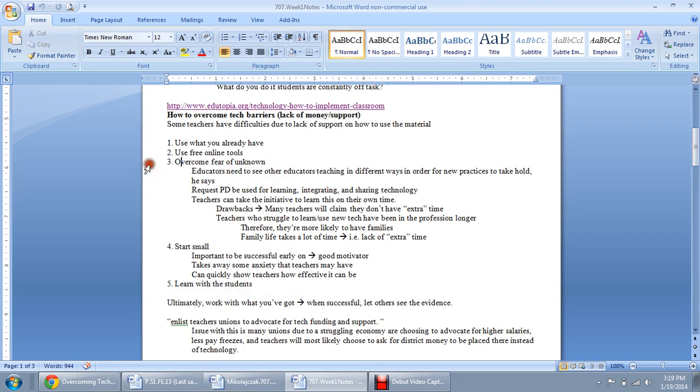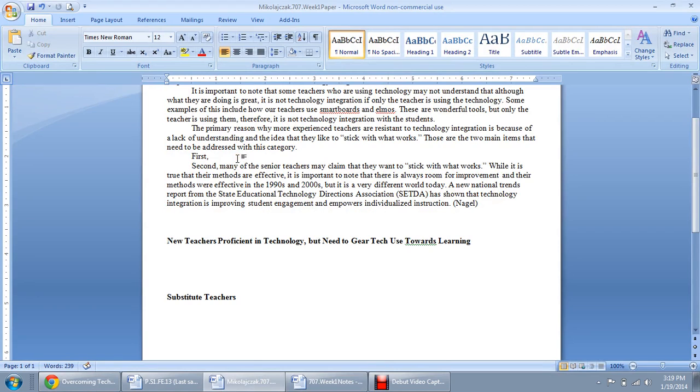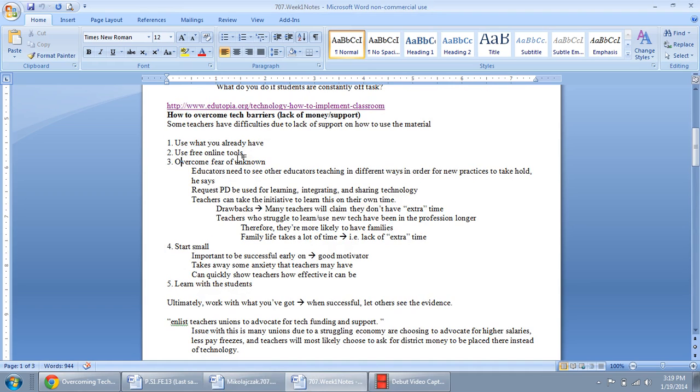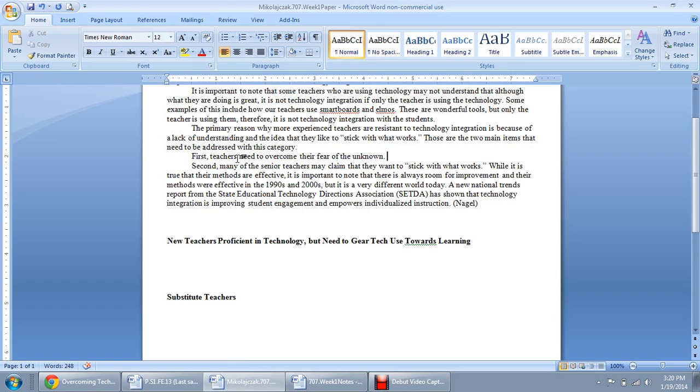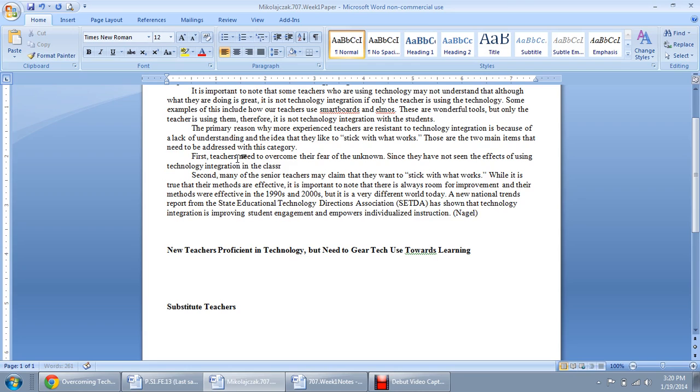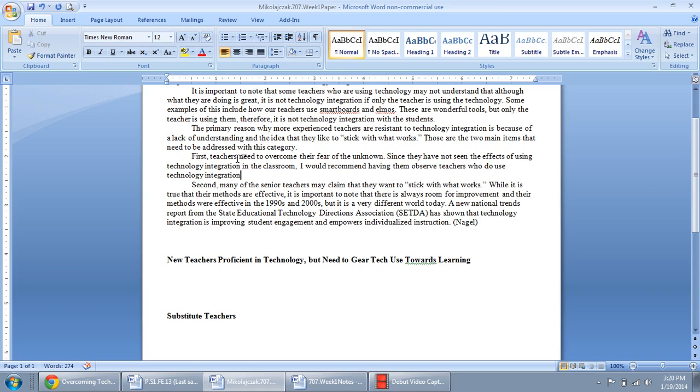Ways that I can help them. Teachers need to overcome their fear of the unknown. Since they have not seen the effects of using technology integration in the classroom, I would recommend having them observe teachers who do use technology integration, so they can see what it should look like.